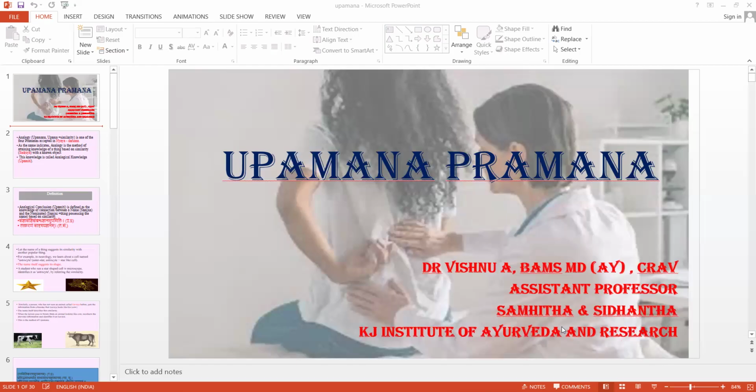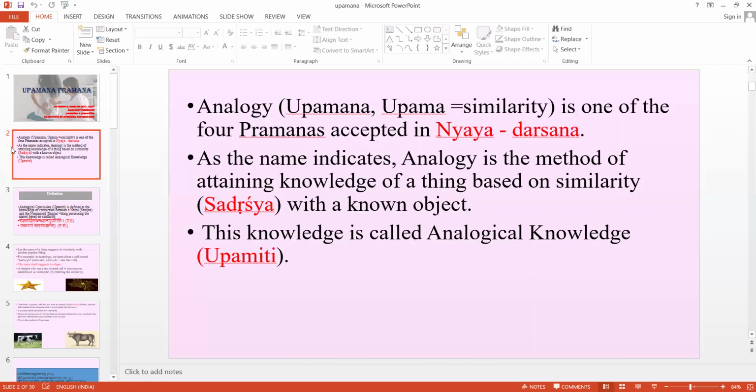So what is Upamana pramana? Coming to the first slide: Upamana pramana is based on Upama. What is Upama? Upama means similarity, or sadrishyam, that is similarity.